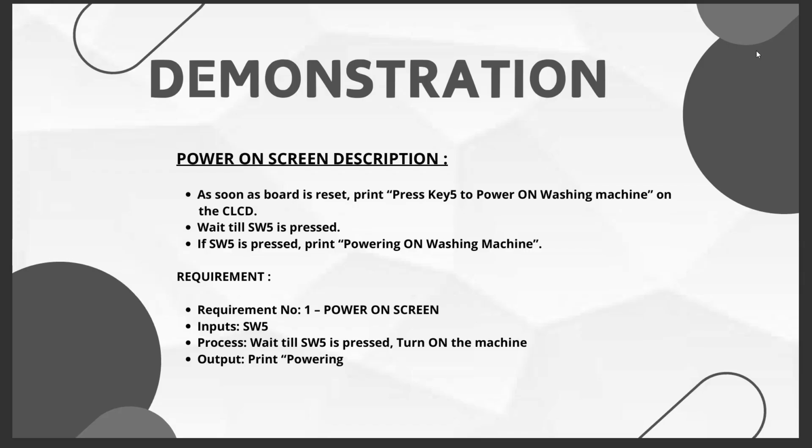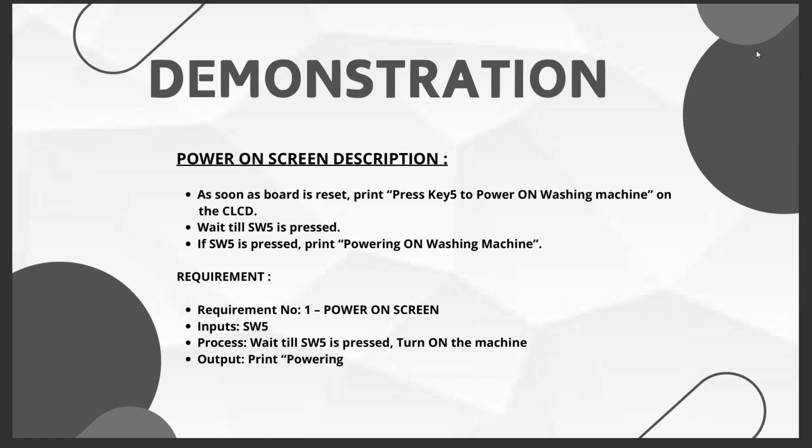Moving forward to the most essential part of our project. Now let's know about the power on screen description. As soon as the board gets reset, it should show "press key 5 to power on washing machine" on the CLCD screen. After switch 5 is pressed, it should print "powering on washing machine" on the CLCD screen.